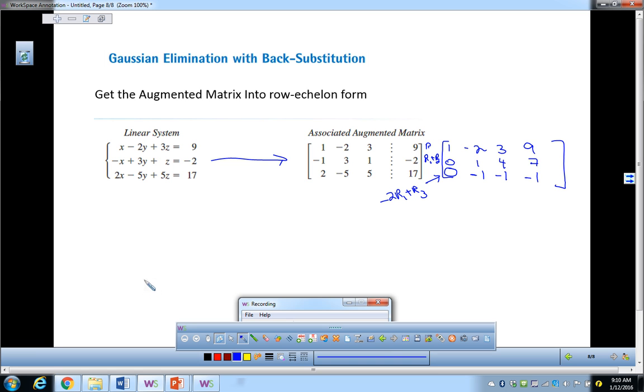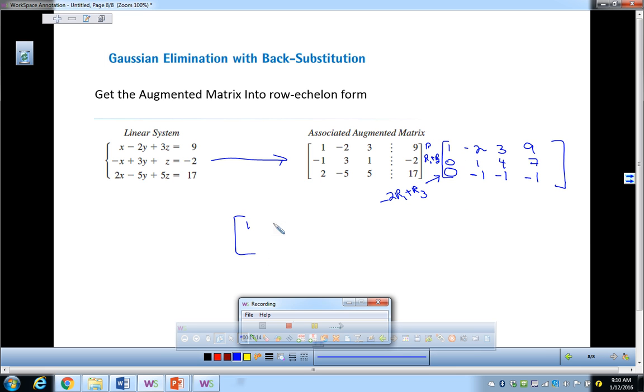You're not done. You want to add row two to row three because you want zeros below all your ones. Don't worry about zeros above. That's called reduced row echelon form. You want zeros below all your ones. So now I'm going to add row two to row three.